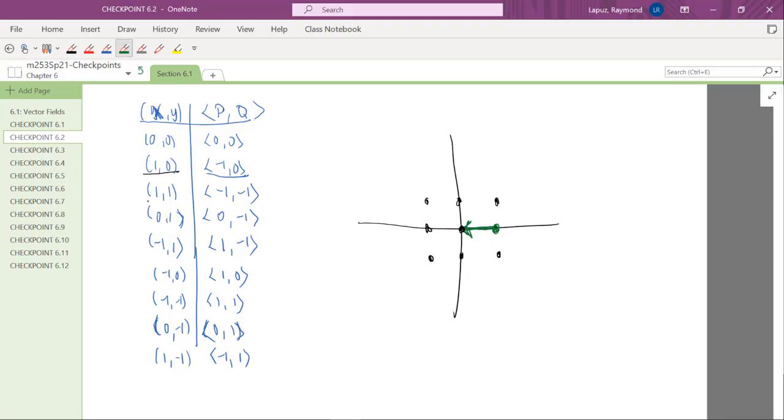At the point 1, 1, it's negative 1, negative 1. Again, we have the vector negative 1, negative 1, but we're going to move it so that its tail is at the point in question. And if we follow through the rest of them, we'll see that all those vectors will be going inward.